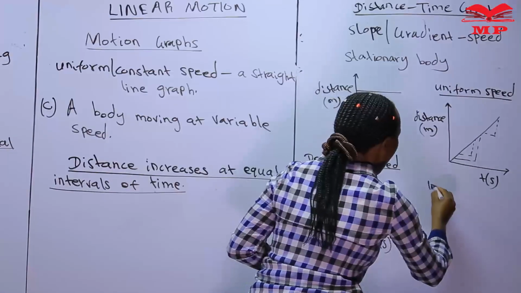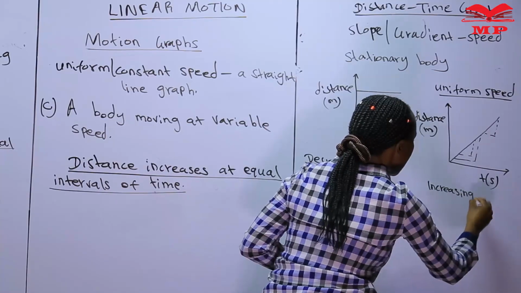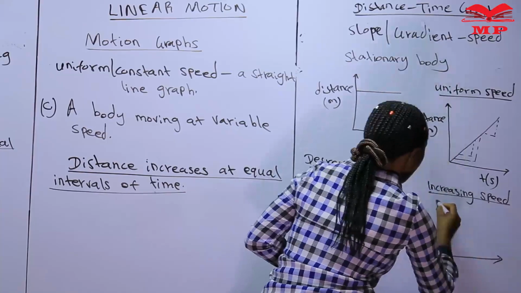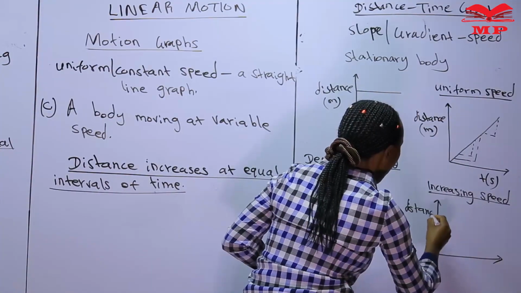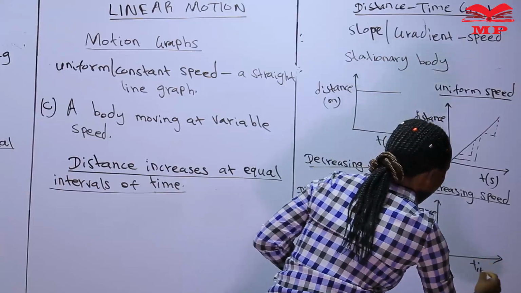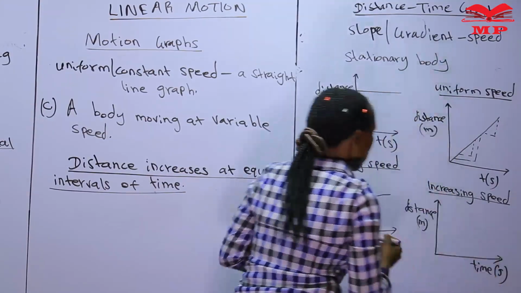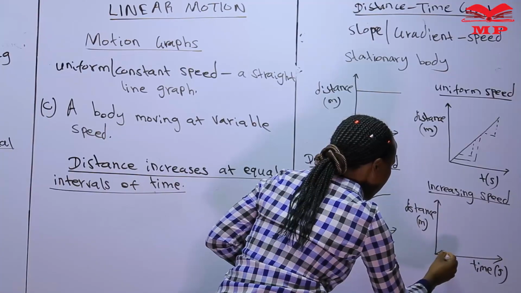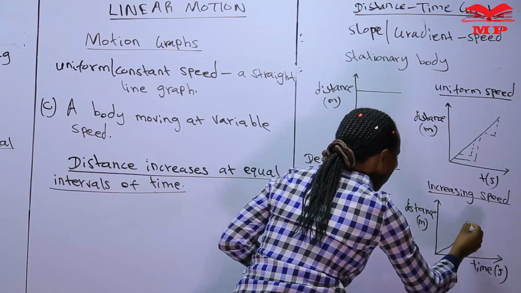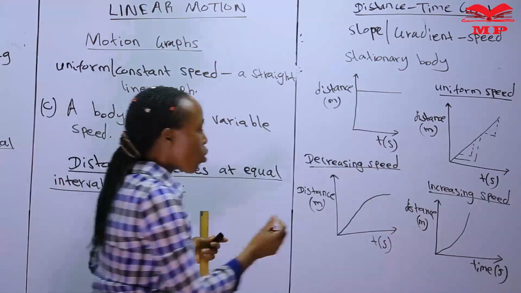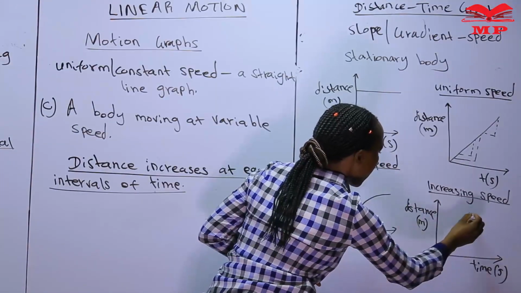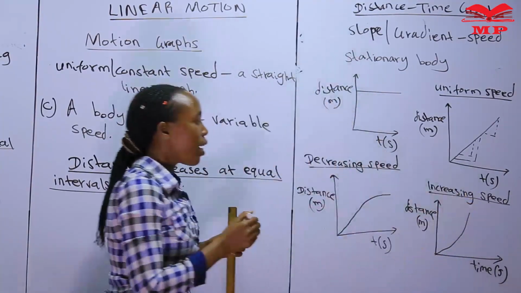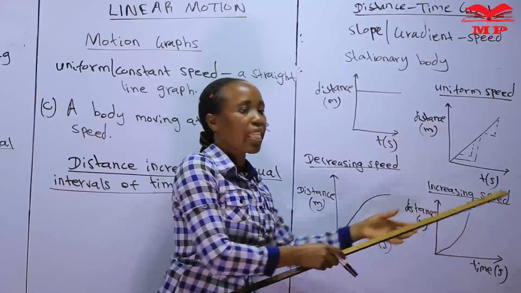Then we also have a body moving at increasing speed, whereby we have the distance on the y-axis in meters, against time in seconds. So we have now here the slope, then it continues and the slope becomes more. So here we have a lower slope than this. So it means that this body at this point goes from a lower to a higher speed. It is moving at increasing speed.